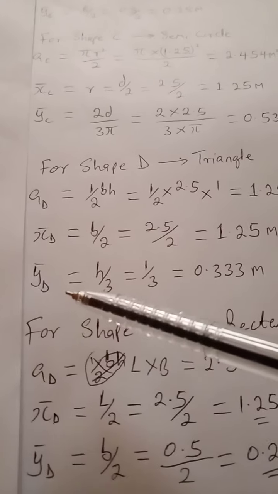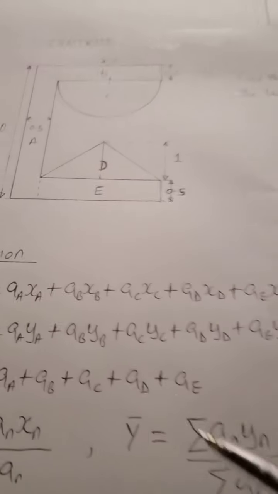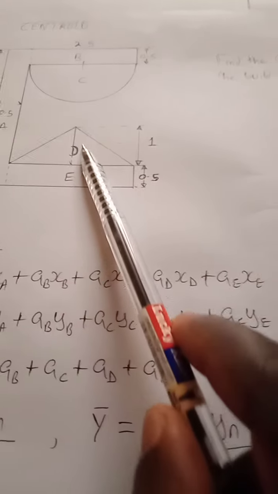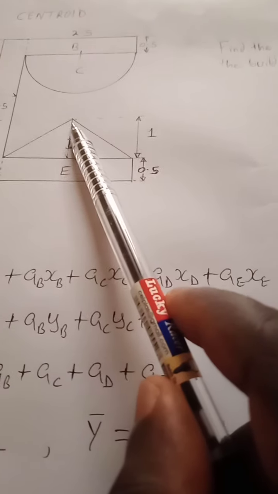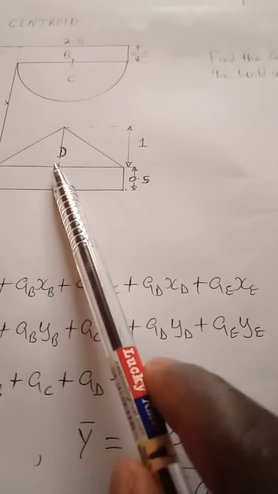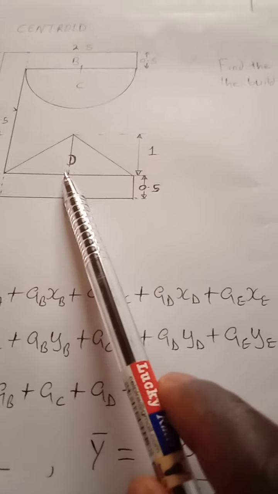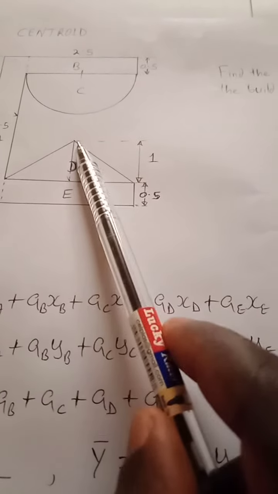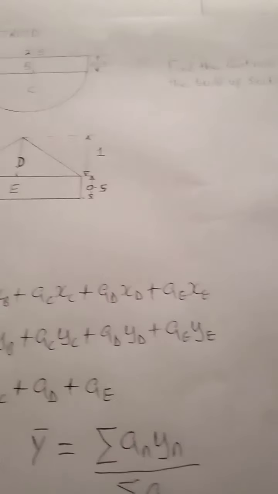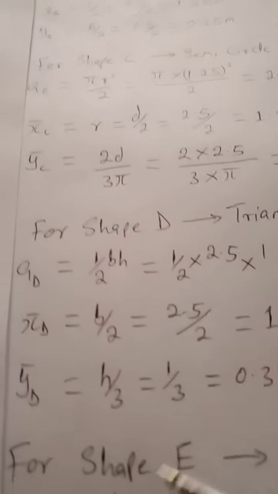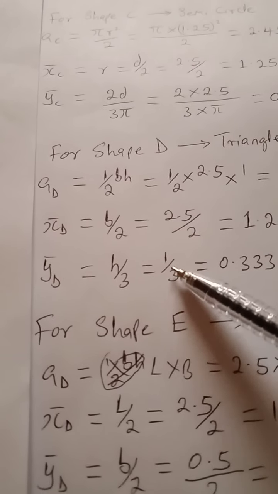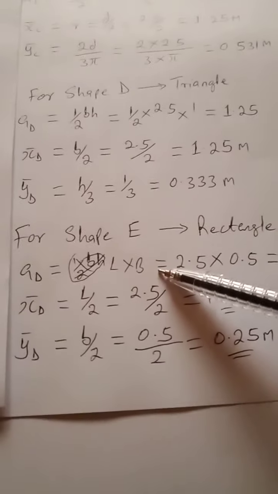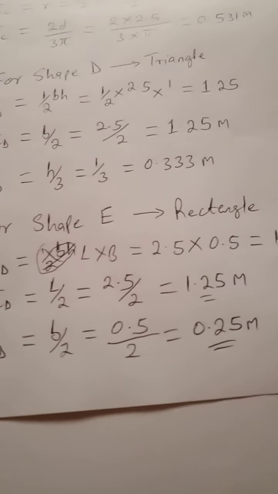Then the y-axis of it, this part, this is the y. We want to determine the center from the base to the highest point, the vertical axis. This is the vertical axis of it. To get the center of this, we are going to use h all over 3. You can see h all over 3. So this h is 1 divided by 3. We have this. Same goes for shape E, which is also a rectangle.